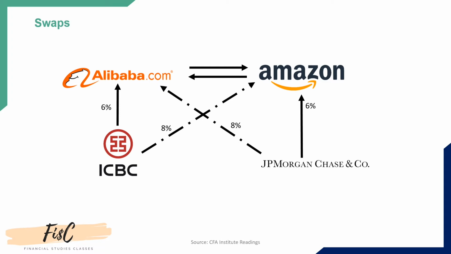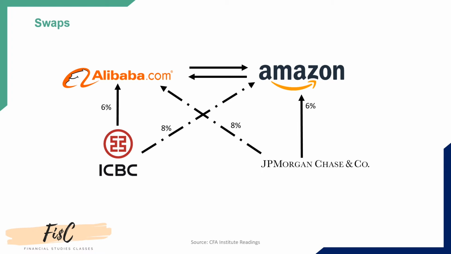In such a case, if Alibaba and Amazon find each other and decide to take a loan from their respective country banks and exchange it with each other, that means Amazon takes a loan at 6% from JP Morgan and Alibaba takes a 6% loan from ICBC, and they exchange the principal with each other and pay the interest in the opposite currency. So they get a benefit of 2% interest.